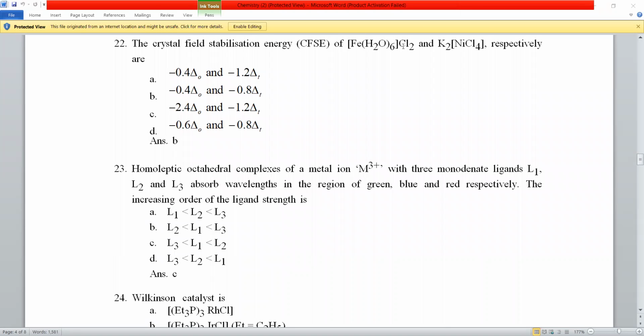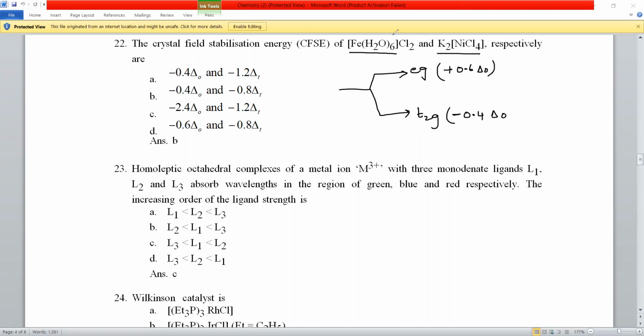The crystal field stabilization energy of the complexes. They have given here the complexes: one is Fe(H2O)6 Cl2 and K2[Ni(CN)6]. It's an octahedral complex, right? So splitting energy we know very well. Here should be the t2g and here should be the eg. So t2g value is how much we know? t2g should be minus 0.4 del naught, and eg value is plus 0.6 del naught.